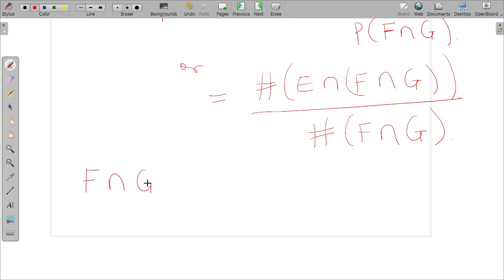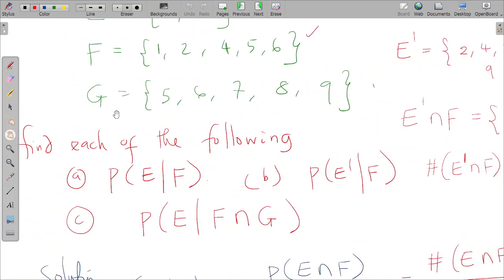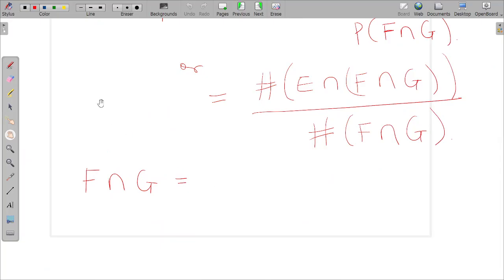So all we need to find is F intersect G. Let's find what F intersect G is. This is F, this is G. What is the intersection there? 5 and 6, only 5 and 6. So that will give us 5, 6. Now let's also find E intersect F intersect G.